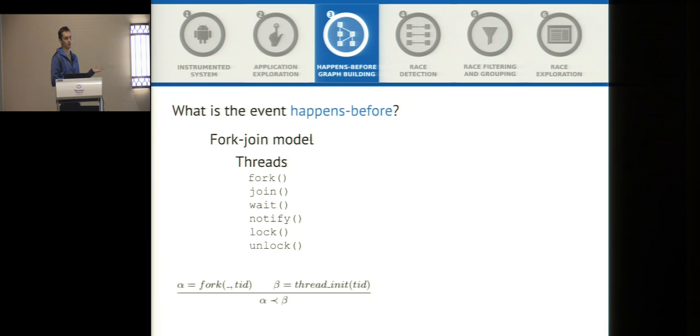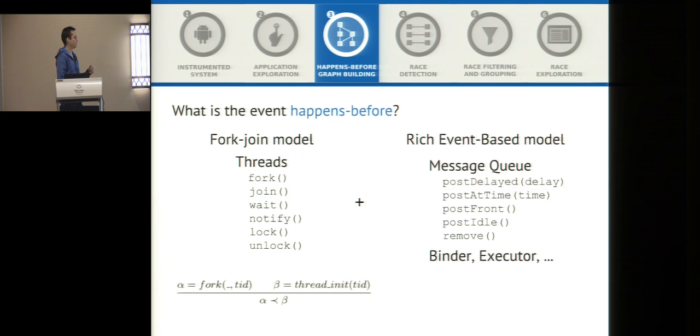This is very simple. Unfortunately, we cannot apply this directly to Android because in addition to the standard threads, there is a rich event-based model, which includes things like message queues, binders, executors, and so on, which enables you to, for example, say, I want to post the message with a delay, or at the given time, or at the front of the queue, or only if the queue doesn't have anything to do at the moment, and so on.